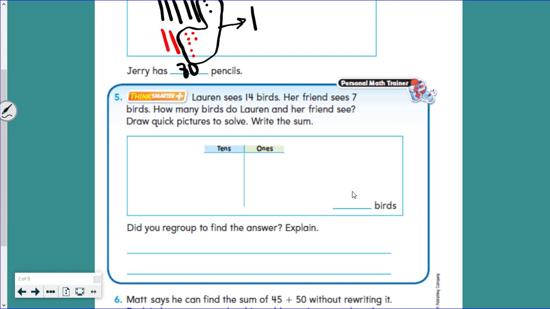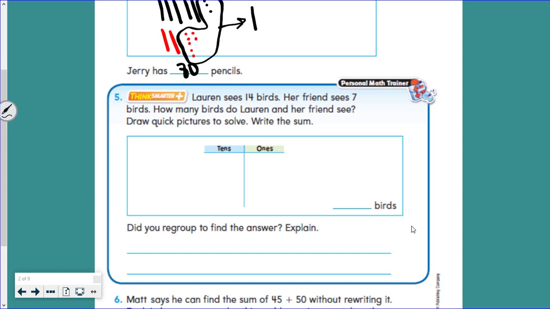For a Think Smarter problem, it says Lauren sees 14 birds. Her friend sees 7 birds. How many birds do Lauren and her friend see? Draw quick pictures to solve, write the sum. And then it says, did you regroup to find the answer? Explain. Blank birds is how many they saw. So go ahead and pause your video and work through that one.